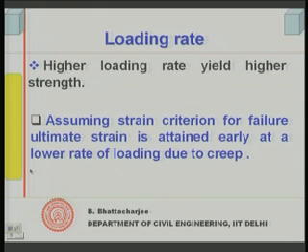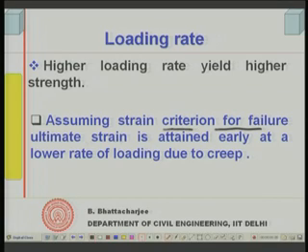Loading rate is the other factor. It has been observed, as we shall see through some curves, that a higher loading rate yields higher strength, and this is related to the criteria of failure. Now, I would like to highlight what we mean by this.